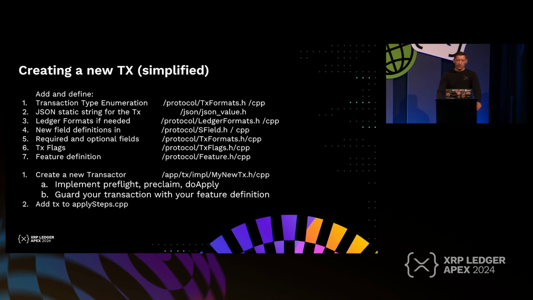So up until a few days ago, there wasn't really any documentation on what it takes to create a new transaction. So I have a little quick reference here. When you want to create a new transaction, you're going to have to begin by adding and defining various different types. These are all done in the protocol directory. You'll begin by adding a transaction type enumeration, like a transaction ID, defining any type of JSON that you might need for that transaction. The ledger formats are any on-data objects, any ledger objects that need to be created as a result of this transaction.